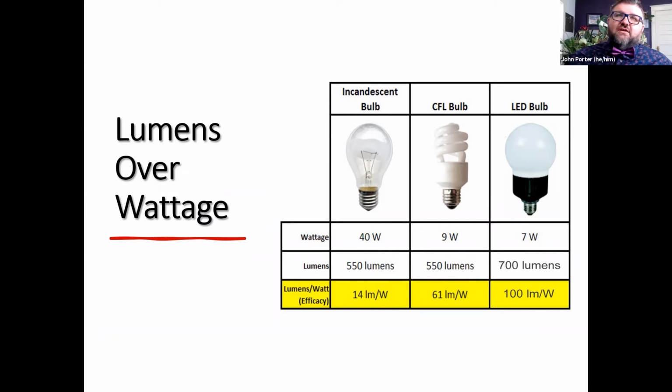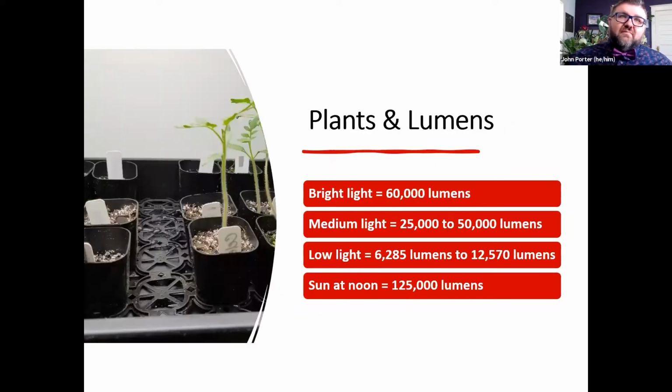The light bulbs are usually a little more expensive to begin with, but they use a lot less electricity, and they also last a lot longer. They have a much longer lifespan. So it's much cheaper to operate those in the long run. Even a nice plant light, an LED plant light that we'll talk about, can be cheaper overall in the long run. So if we look at the number of lumens, bright light for a plant is about 60,000 lumens. Medium is 25 to 50. Low light is 6,000 to 12,000. The sun at high noon, if you're outside, is 125,000 lumens.